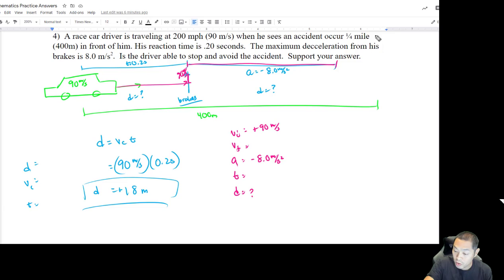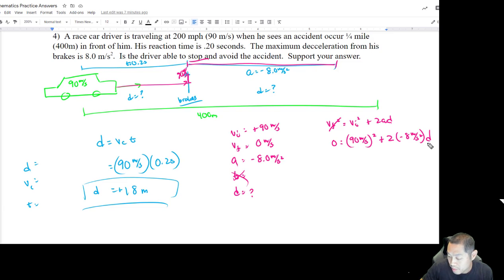And the goal is to, I believe, come to a stop. So we want 0 meters per second. So we have 1, 2, 3 variables. We're looking for displacement. We don't care about time. So I believe the best equation is Vf squared equals Vi squared plus 2ad. Plug everything in. It's nice to have velocity 0. Vi was 90 meters per second, squared, plus 2 times negative 8 meters per second squared times d.